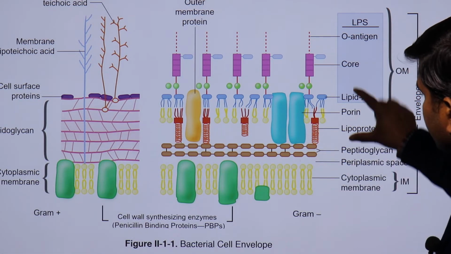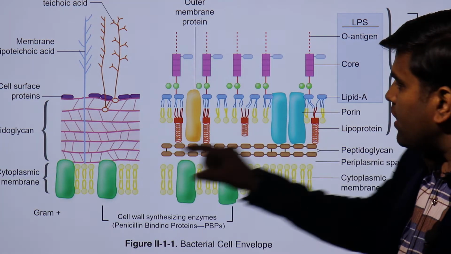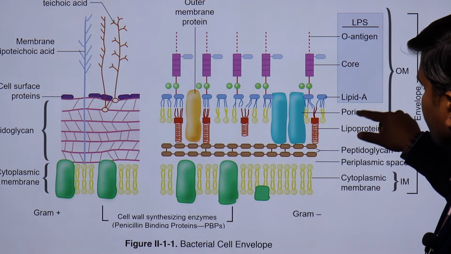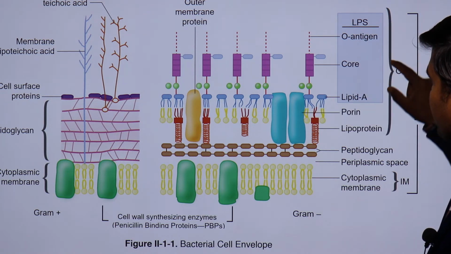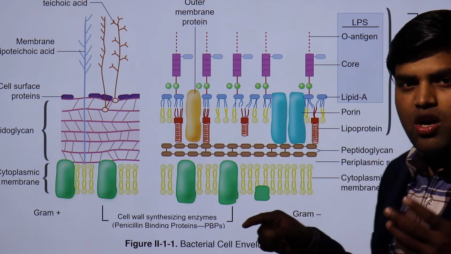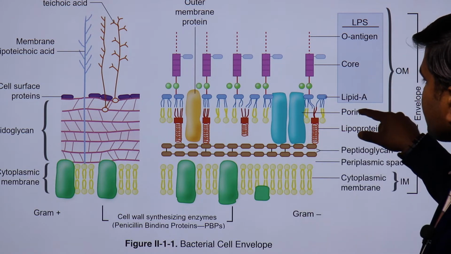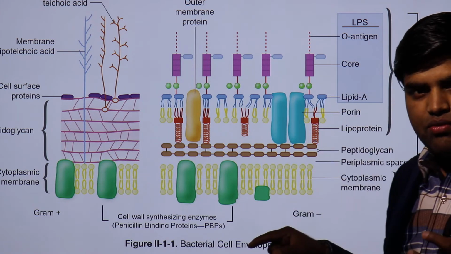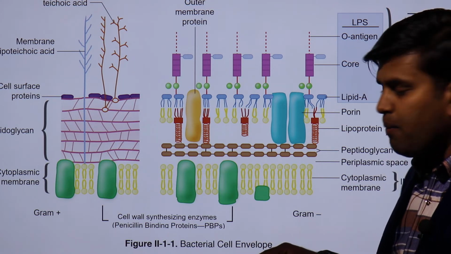In addition, there is another outer membrane which is not present in gram-positive bacteria, and this outer membrane has lipoprotein, protein, and the major part is LPS, lipopolysaccharide, which has three parts. One is the somatic antigen that is responsible for the antigenic structure. Then there is a core, and there is lipid A. Lipid A is the toxic component, and it is responsible for the endotoxic shock.